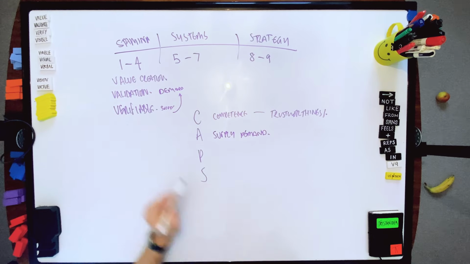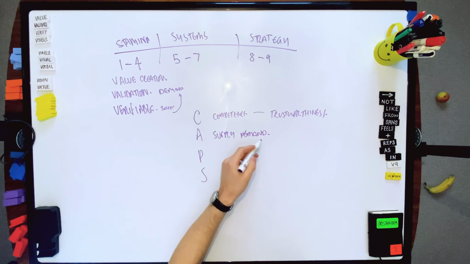And you want to do that, hopefully, with a single problem that you're solving really, really well, completely. You've gone out, you've validated, you've got demand. Now you've got some competence, you've become trustworthy, you're supplying the demand, you're winning, and you're asking for reviews.